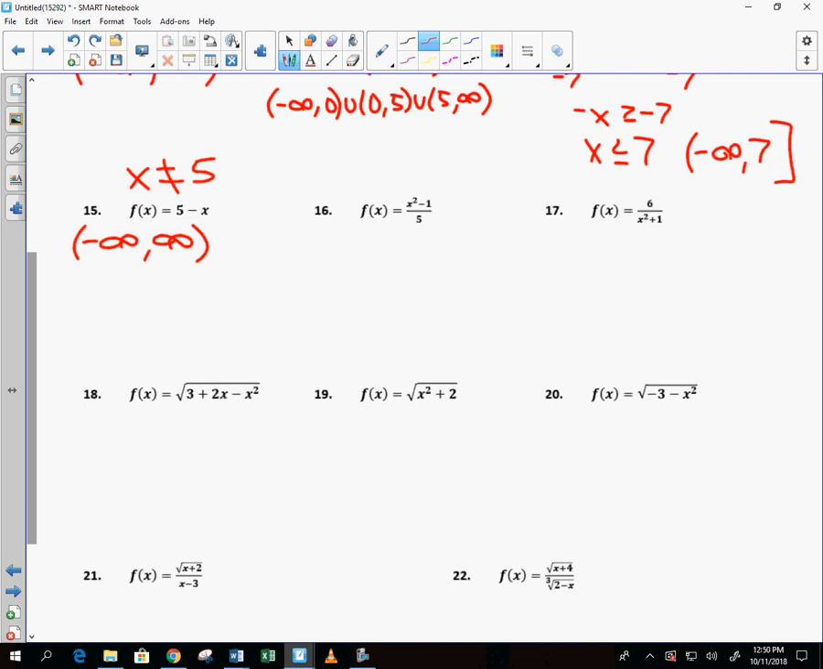16, is it a problem to divide by 5? Nope, all real numbers. Uh-oh, 17, I've got a rational expression. So I can't divide by 0. Is x squared plus 1 ever 0? Oh, so all real numbers.